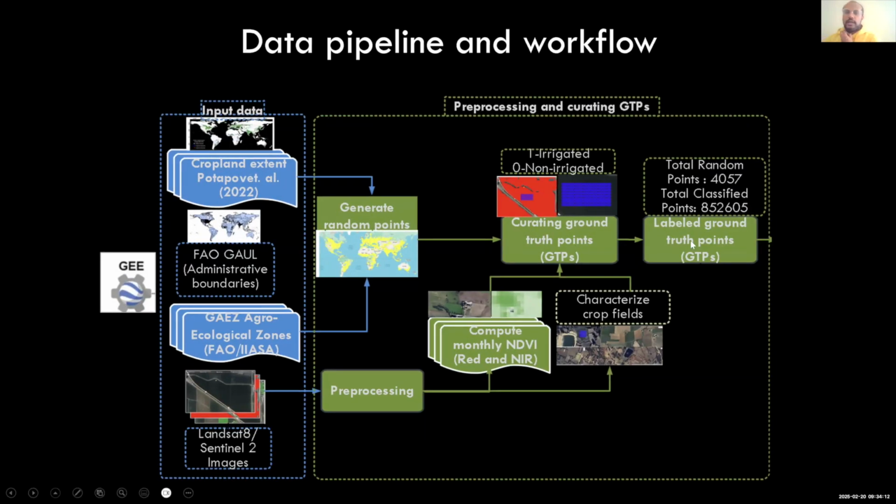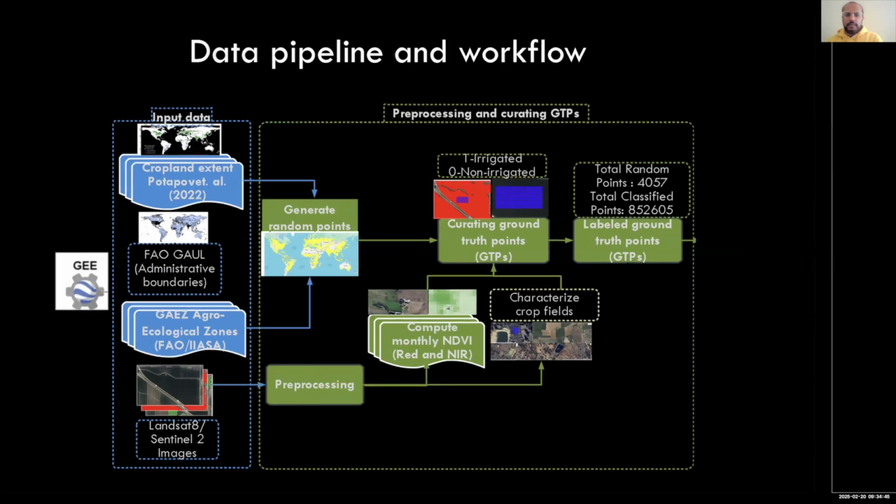And we have labeled ground truth points, a total of 4,057. Each ground truth point was also characterized in the form of a rectangle, which was later divided into 30 meter grids, and at a global level, a total of 852, and 25% of it, more or less, is for irrigated area, and the rest is for non-irrigated area.